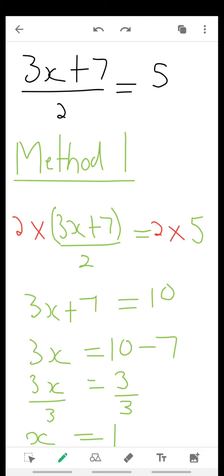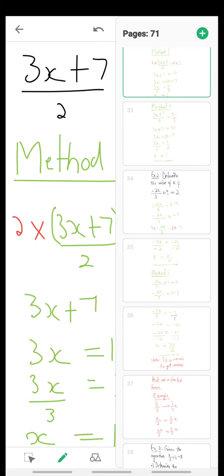So now I'll be having 3x equals to 3, but remember 3x is the same as 3 times x. I can divide both sides by 3 to get rid of the 3 and be left with an x. And then when I divide both sides by 3, what is 3 divided by 3? It will be equal to 1. So x is equal to 1. That is how simple this thing is.